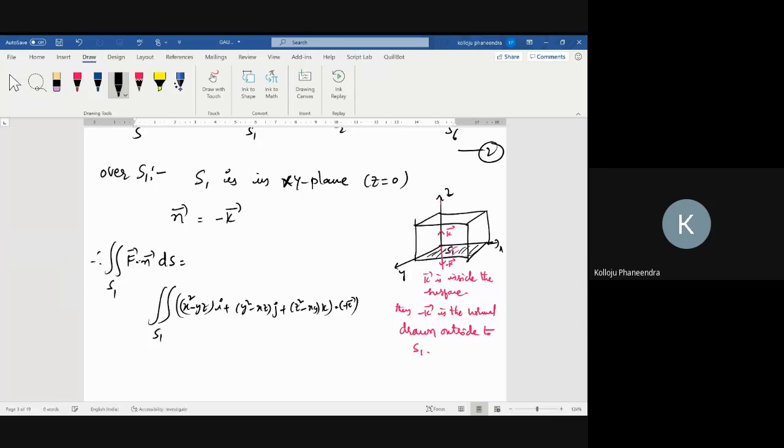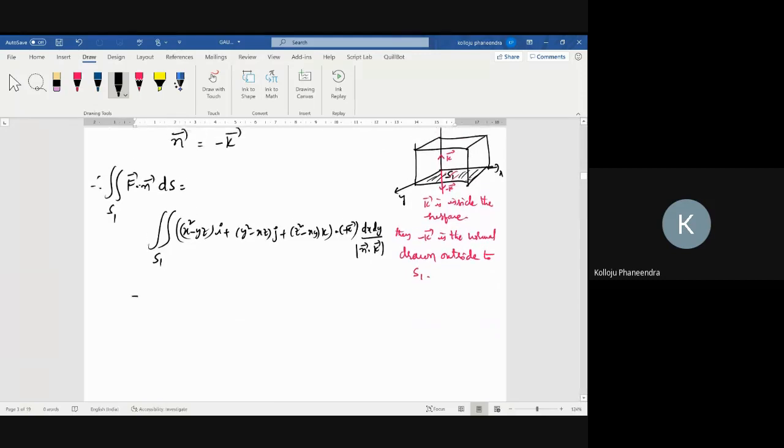And in the XY plane, what is the projection? dx dy by n bar dot K bar, over the XY plane surface integral. And what is z here? Z equal to 0. On the XY plane, x and y are already given, this is A and this is B: 0 less than x less than or equal to A, 0 less than y less than or equal to B, 0 less than z less than or equal to C. So in the XY plane x and y vary from 0 to A, 0 to B, and put z equal to 0 here.